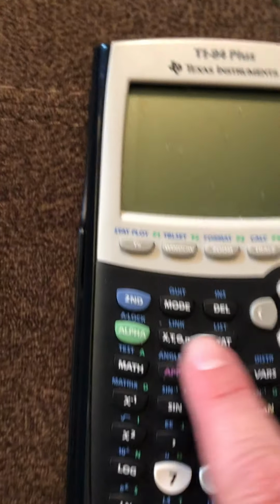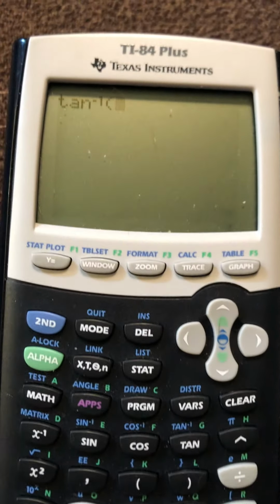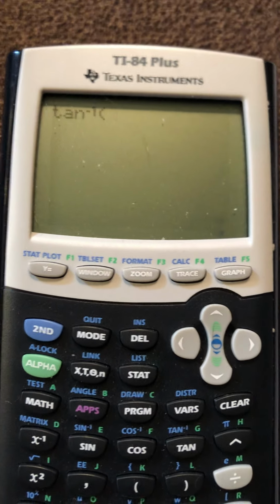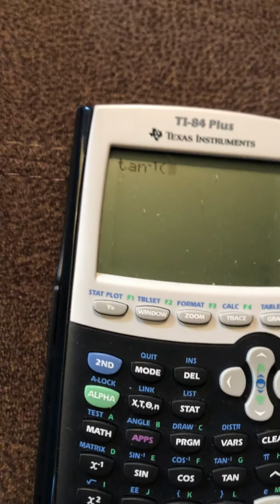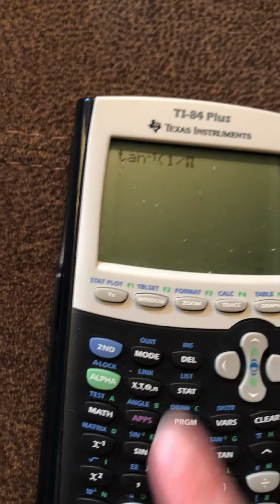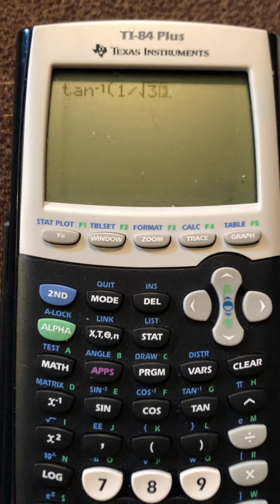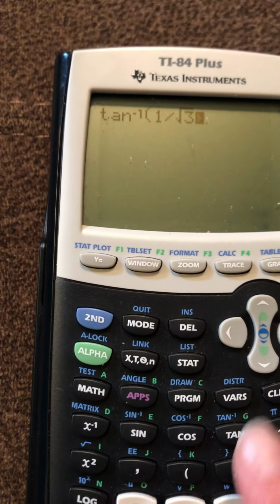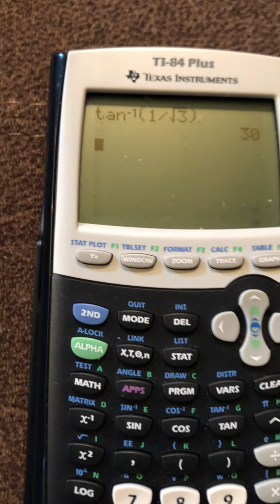Okay, let's go to the calculator. So we're working backwards. Second tan, remember the negative 1 exponent is tan inverse. We want to enter that fraction. 1 divided by square root of 3 works just as well. Calculator understands what's happening here. Get in the habit, closing.